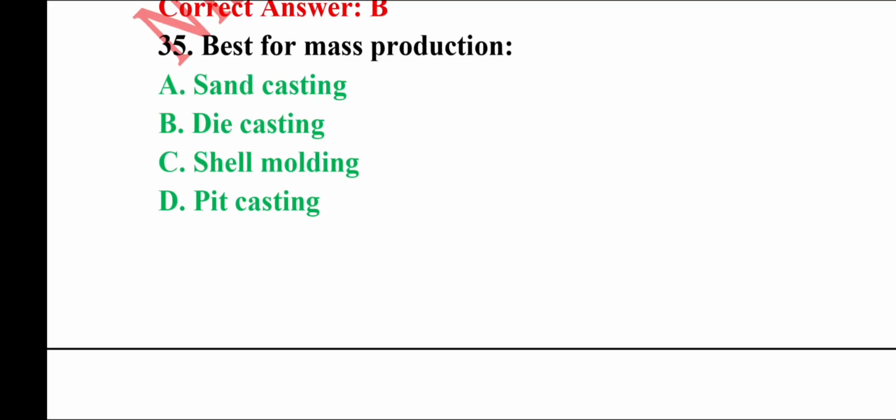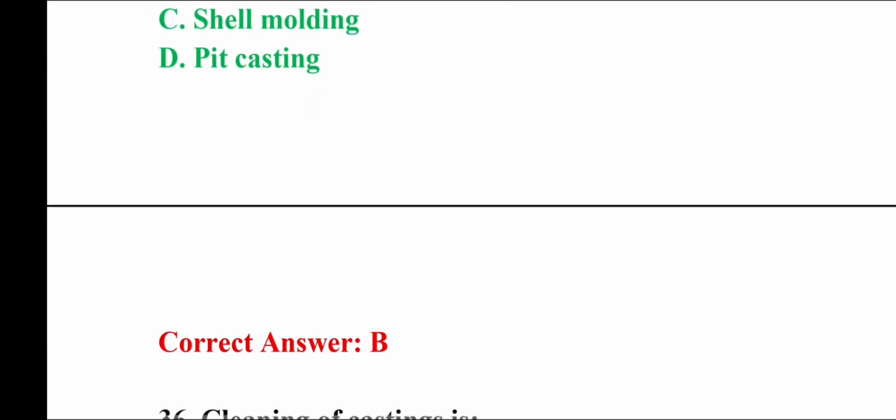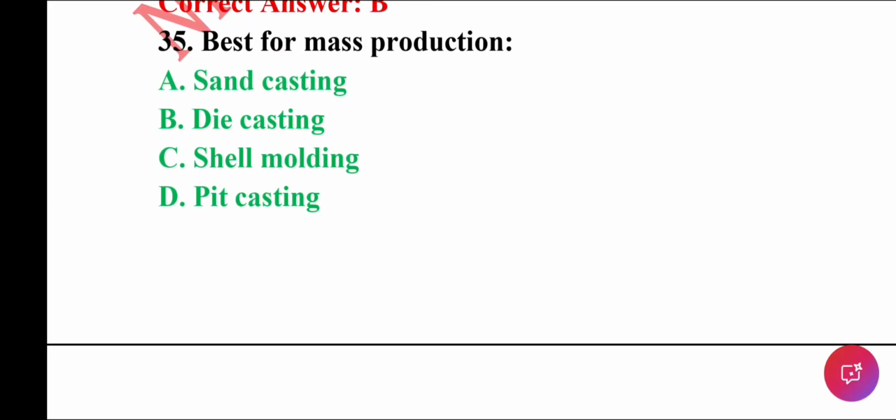Question number 35: the best for mass production. That means in these four options, which casting process is best for mass production? The options are sand casting, die casting, shell molding, or pit casting. The correct answer is die casting.